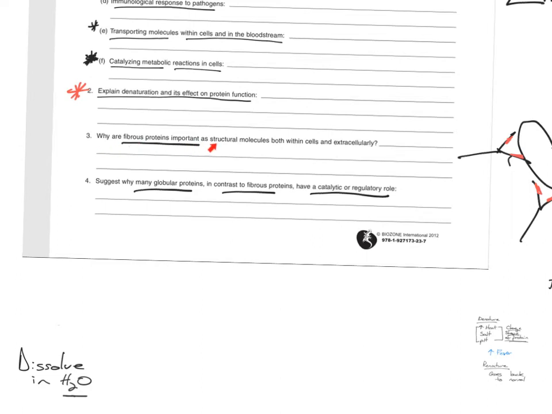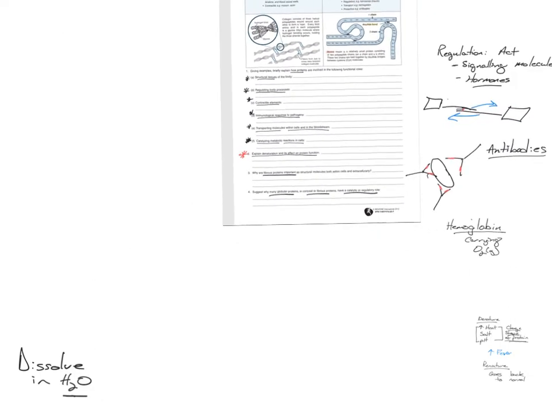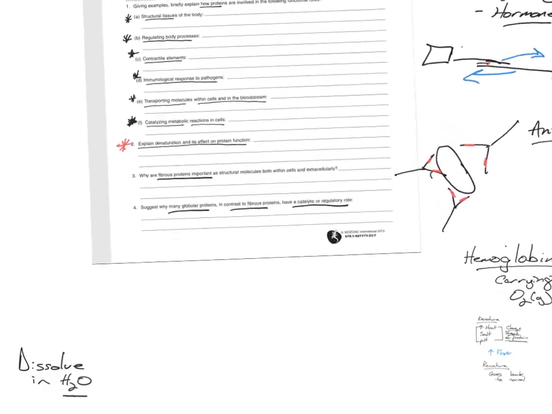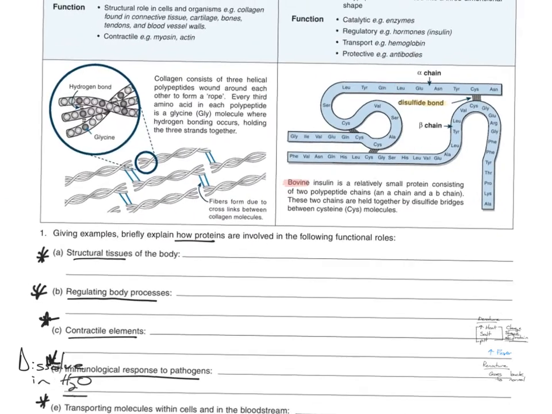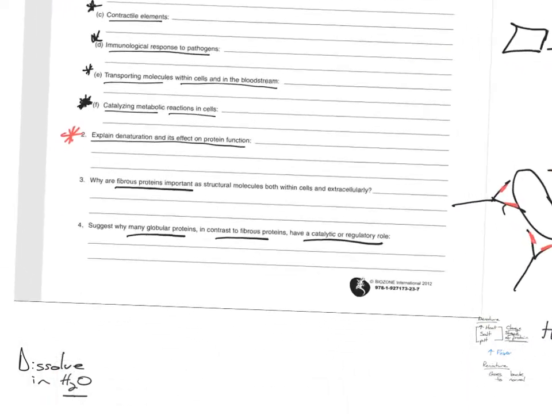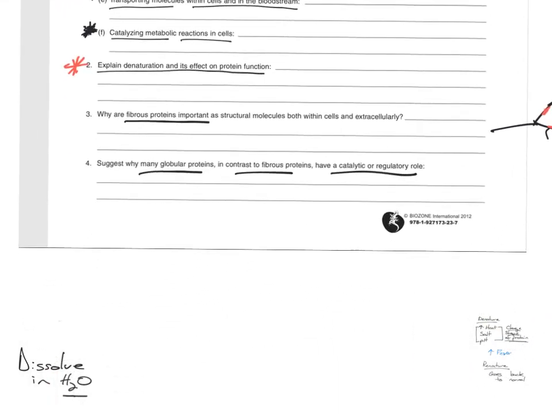So why are fibrous proteins important for structural molecules both within cells and extracellular? Guys, fibrous proteins hold you together. Skin, look, it's right there. It holds you together. Fibrous proteins hold together your cell, give your cell shape.